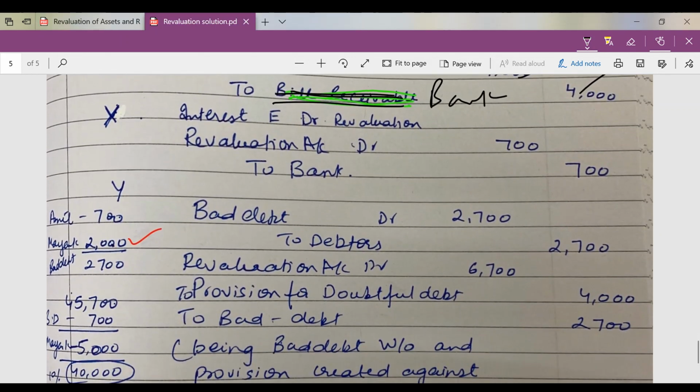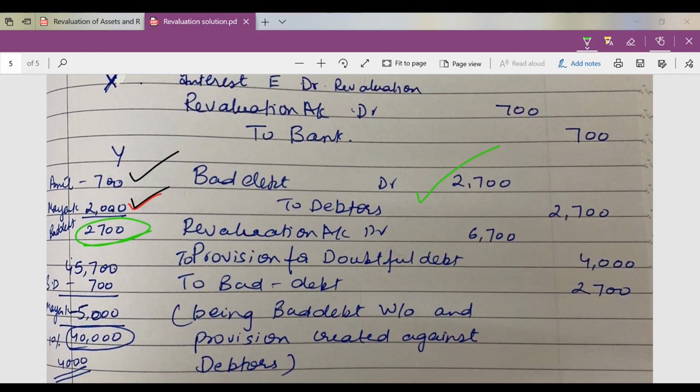Here he is saying Amit, entire 700 has become bad. Mayank, he owed us 5,000 and 40% has become bad. So that means 2,000 has become bad, right? And then after this you can see that 2,700 is bad debt. So for that we pass the entry bad debt to debtors, right? Now you have to see out of this, 700 is bad debt, and I'll subtract now 5,000. Why? Because Mayank has become insolvent. Out of his 5,000, he is going to pay 3,000 but not 2,000.